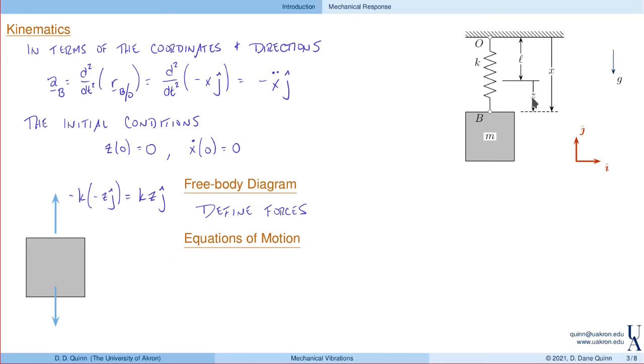Just looking at this, if z is positive, that means this block is displaced down, and then the resulting force from the spring is going to be up. Sure enough, if z is positive, then this force is in the plus j direction. For gravity, we just have minus mg in the j direction. So now we're almost done. All we have to do is apply the equations of motion. Here we'll use linear momentum balance.